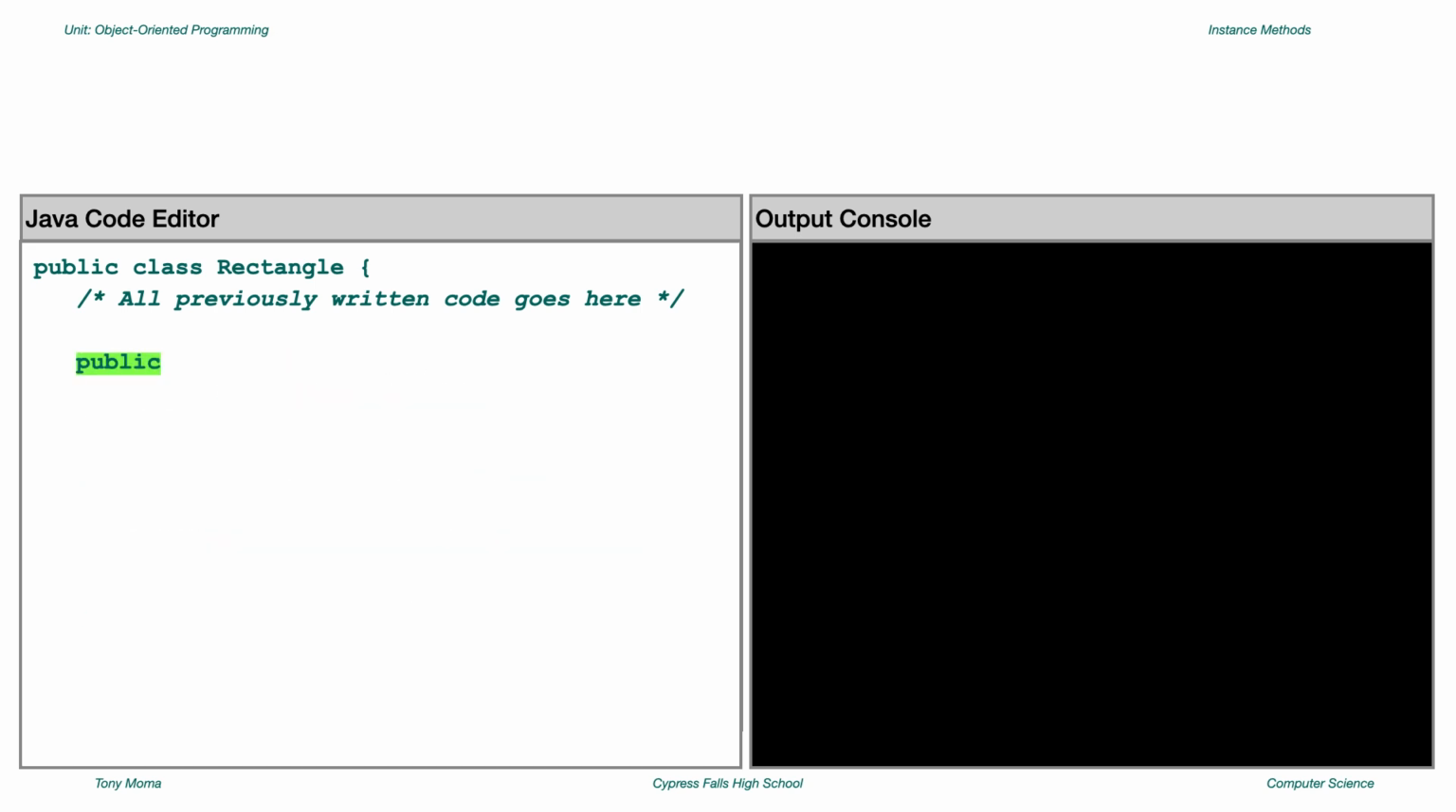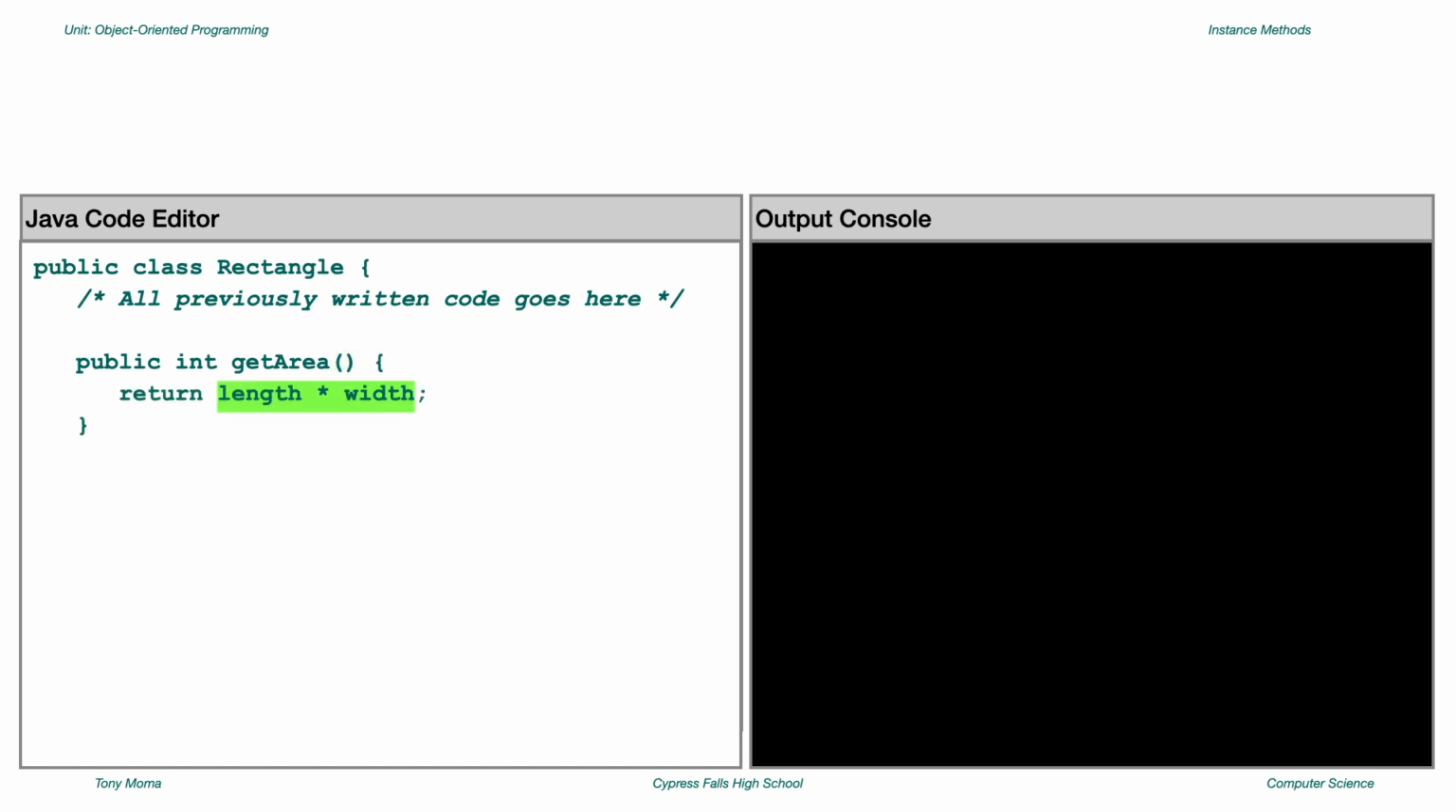Now, let's compute the area. Once again, the method will be public. The return type will be int, since its job will be to compute and return the area, which will be of type integer. For the name, we'll simply call it getArea, since that's what it's doing. It's getting the area of the rectangle. And then once again, for the parameter list, we'll keep it empty, since all the information it needs is already inside the instance variables. It does not need any additional data.